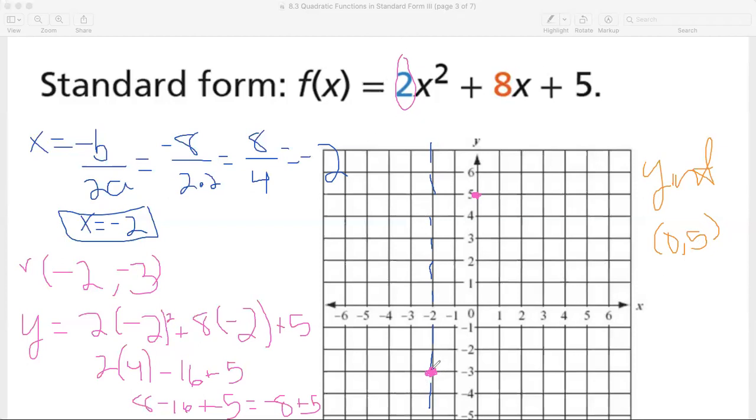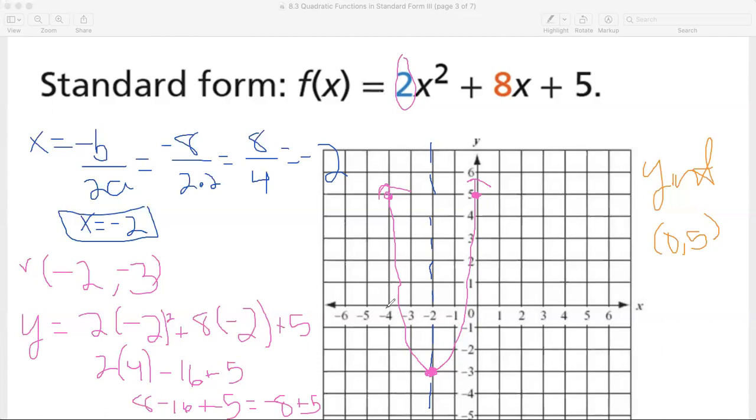Okay, so remember, it always starts at the vertex, and you go up and make a U shape to hit your points. Now to get a point on the other side, a parabola is perfectly symmetrical. So start at your y-intercept. It's 1, 2 away from your line of symmetry. So go another 2 away, and you have another point. And go ahead and complete your U shape. And then you have your perfect parabola.